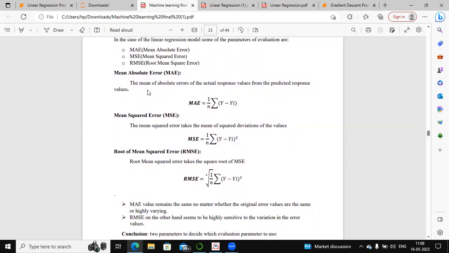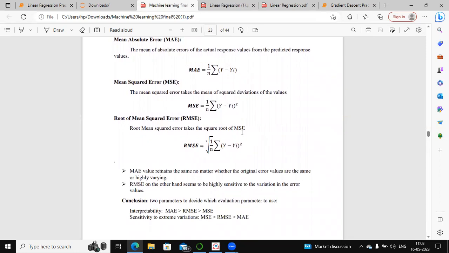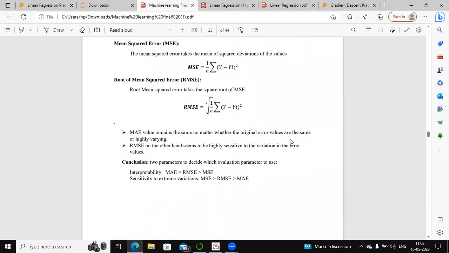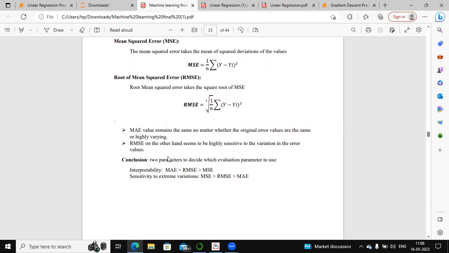So let me do the definitions first. Mean absolute error is the mean of the absolute error of the actual response values from the predicted response values. Mean squared error takes the mean of the squared deviation of the values. Root mean squared error takes the square root of the mean squared error. Mean absolute error remains the same no matter whether the error values are the same or highly varying. Root mean squared error, on the other hand, is highly sensitive to the variation in the error values. The conclusion: deciding which evaluation parameter to use.